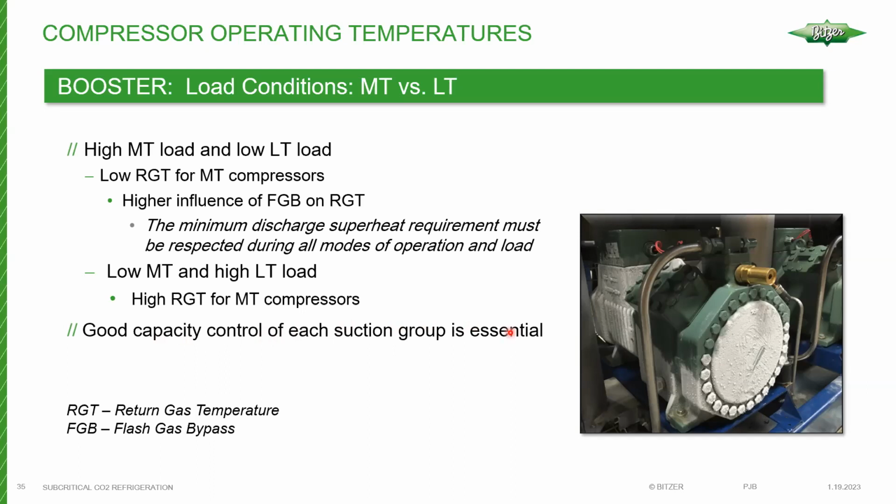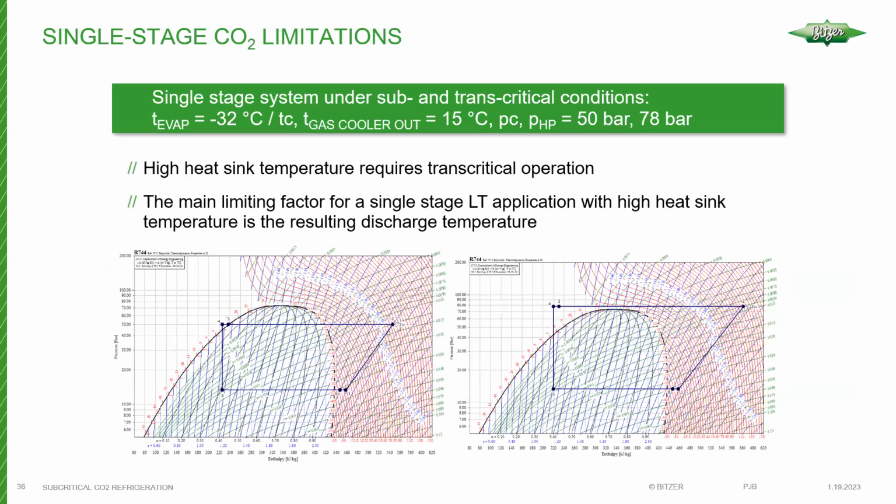So good capacity control of each suction group, of course, is essential. But also heat exchangers become more important with a CO2 system. The internal heat exchangers, such as a liquid to suction heat exchanger in a subcritical circuit, for example, is a great way to exchange heat from your liquid supply to the low temp evaporators and transfer some of that heat into the suction gas to get the return gas temperatures up. And that's an efficient way to do that. And this can be done on the medium temp side, as we'll see on the 16th.